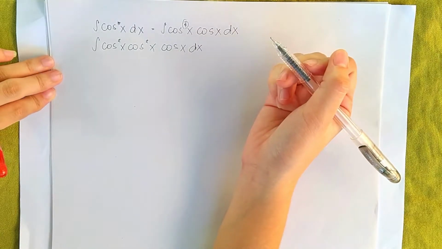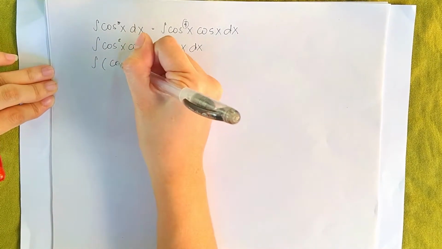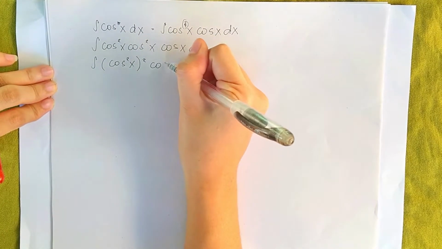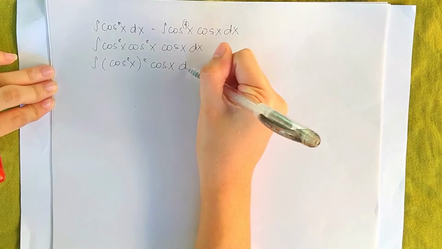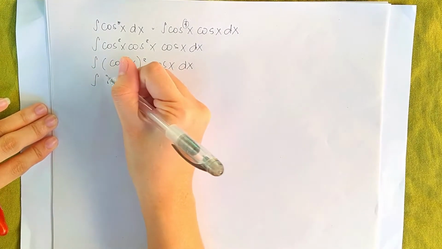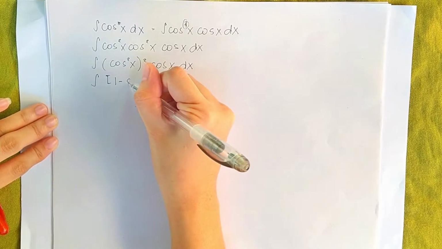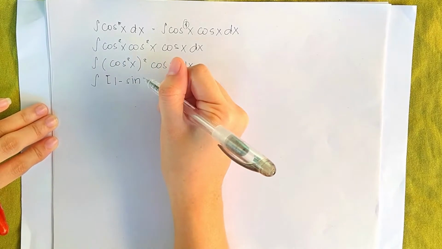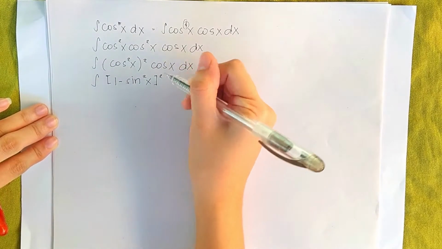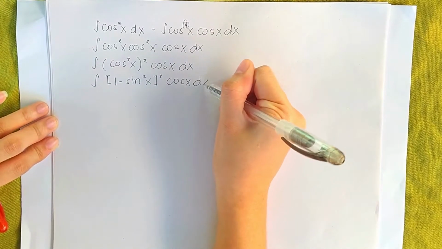So let's simplify. So this will be cosine squared x squared times cosine x dx. So based on the formula given, we can substitute this as 1 minus sine squared x, squared, times cosine x dx.